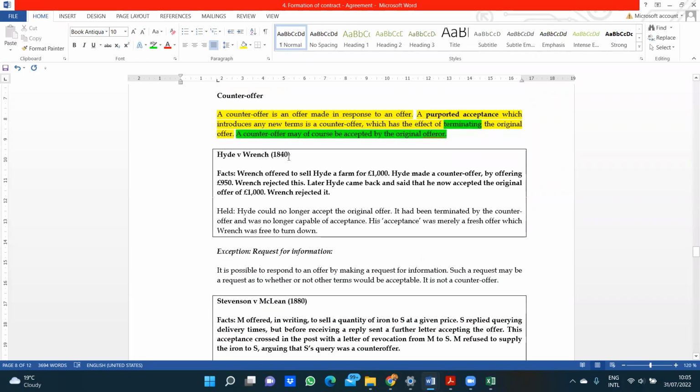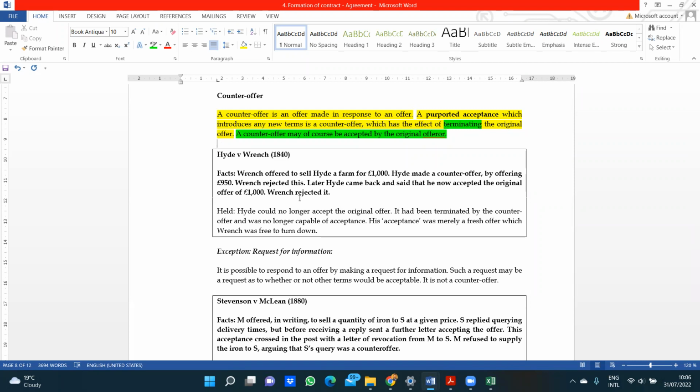Hyde and Rech, 1840. The facts were that Rech offered to sell Hyde a form for 1,000 GBP. Hyde made a counter offer by offering to purchase it for 90.50. Rech rejected it. Later, Hyde came back and said that he now accepted the original offer, but Rech rejected it. Again, what happened here is Rech offered to sell a form to Hyde for 1,000 pounds sterling.